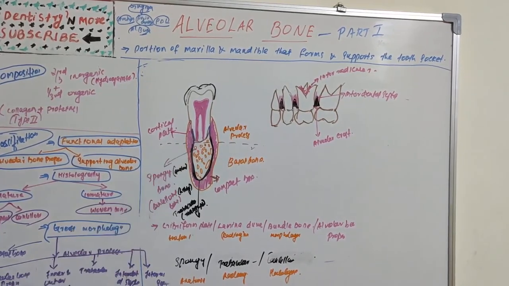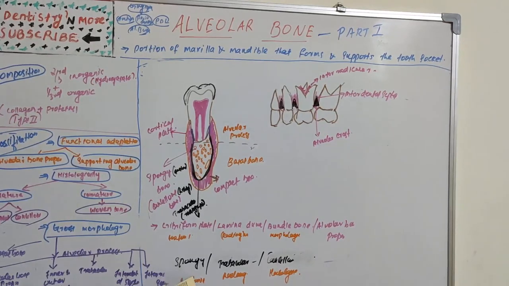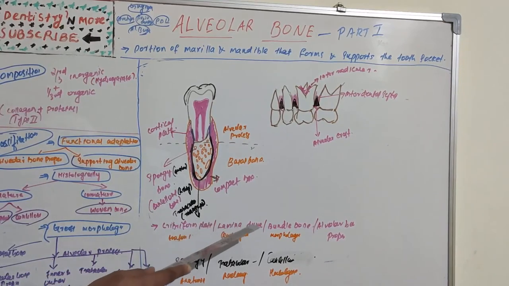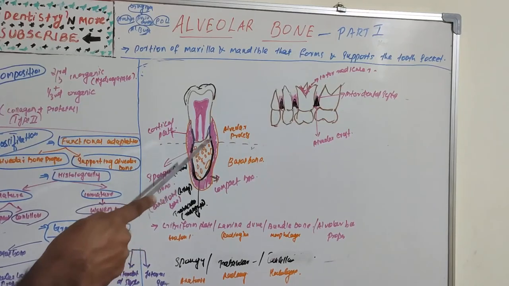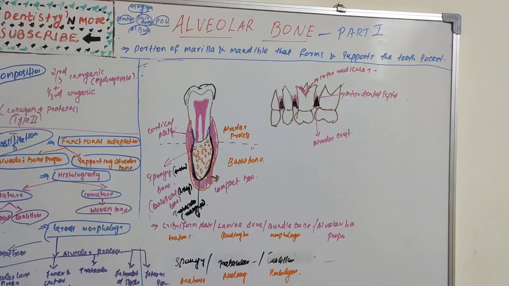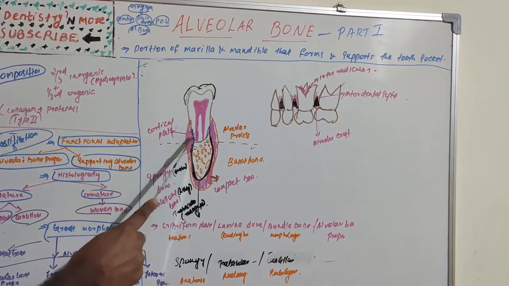Now we'll see the cancellous bone. Cancellous bone is also known as spongy bone, which is the anatomic name, trabecular bone, which is a radiographic name, and cancellous bone is a histological name. So spongy bone, cancellous bone, and trabecular bone are the same. Cribriform plate, lamina dura, bundle bone, and alveolar bone proper are the same. Spongy bone is the presence of trabeculae enclosing irregular marrow spaces lined with a layer of thin flattened endosteal cells. This matrix consists of irregularly arranged lamellae separated by incremental and resorption lines. So this is a lamellar part. Okay, so the alveolar bone proper has bundle bone and lamellar bone.